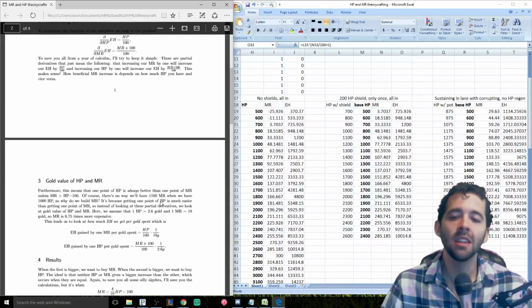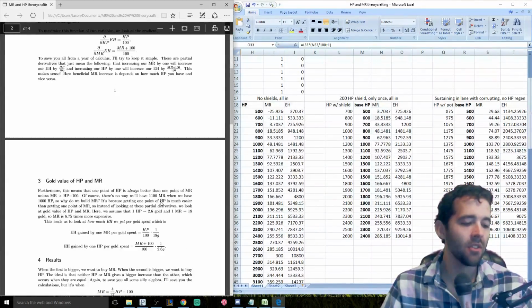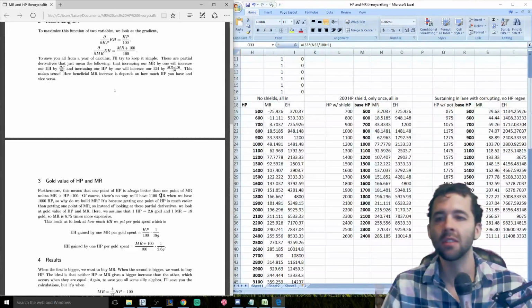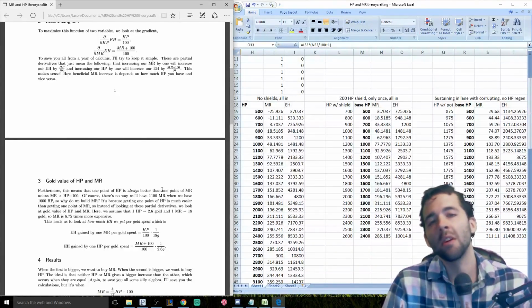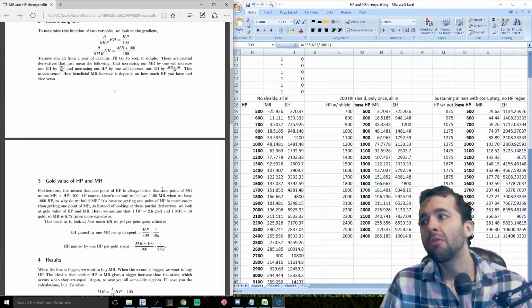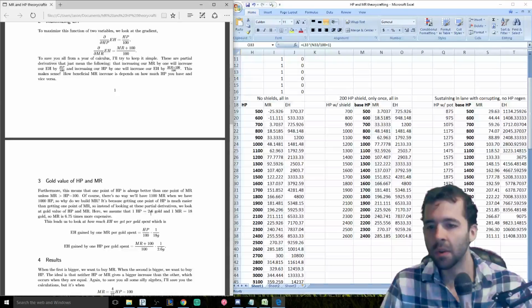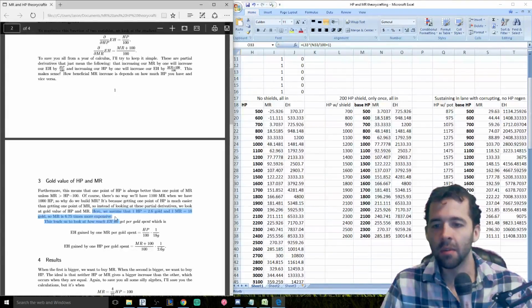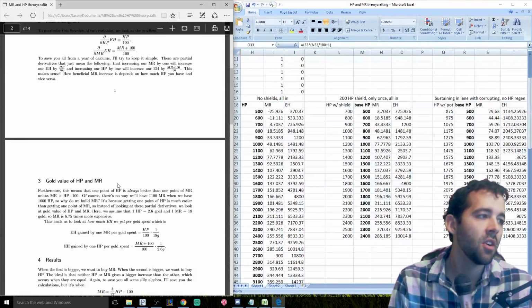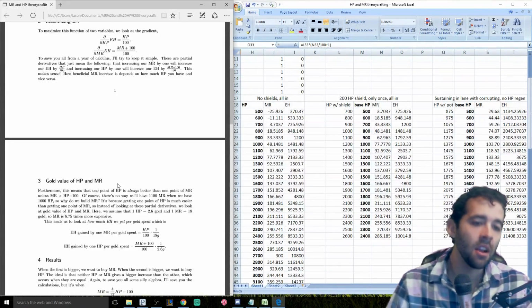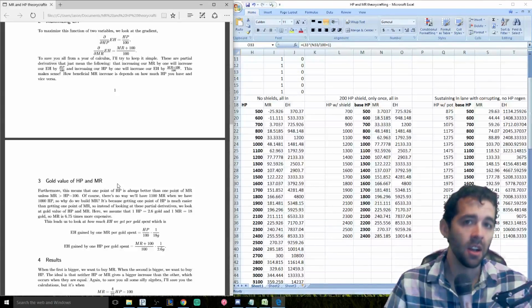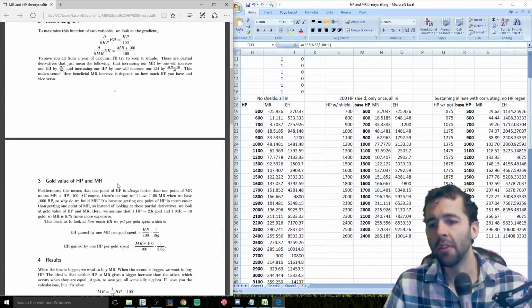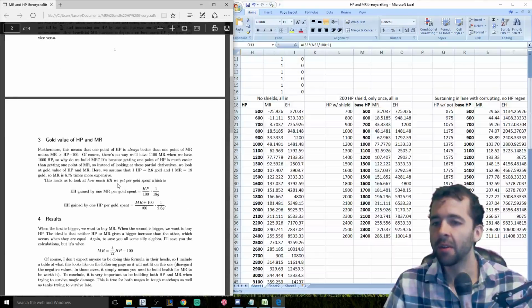So I re-looked at these derivatives, re-looked at how good a single point of HP is and how good a single point of MR is, factoring in the gold cost. So using these, right here, the gold value of 1 point of health and the gold value of 1 point of MR, which is found and used a lot online for calculating gold efficiency of different items. And they're pretty accurate.